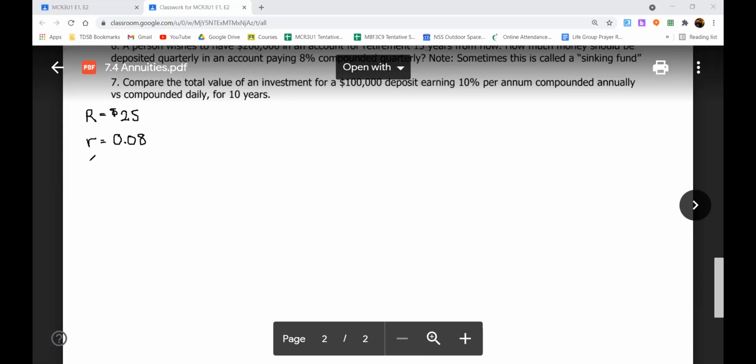Because we're doing it monthly, the end value is going to be monthly, and you're going to start when you're 17 years old all the way to when you're 65.